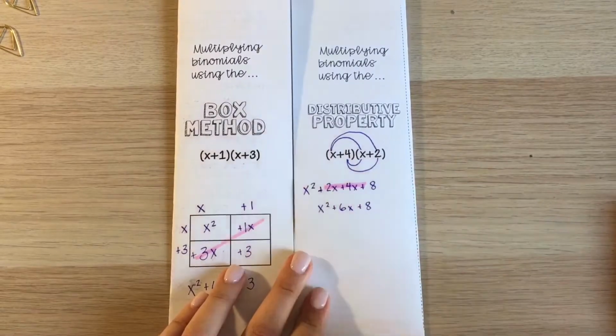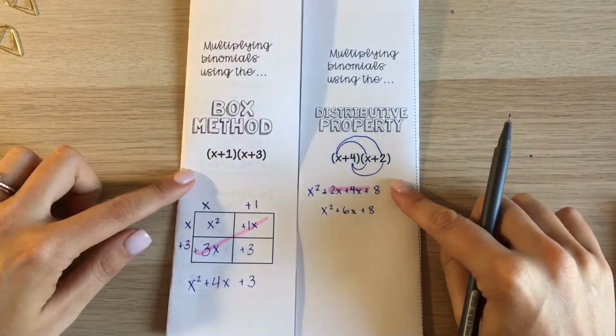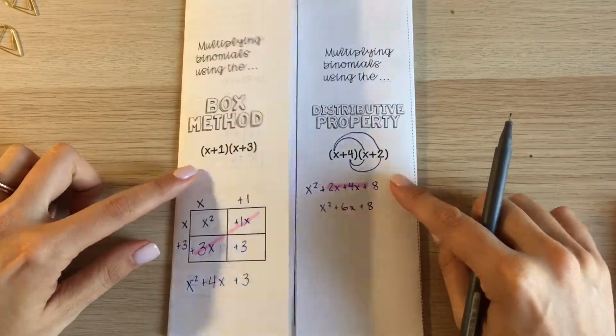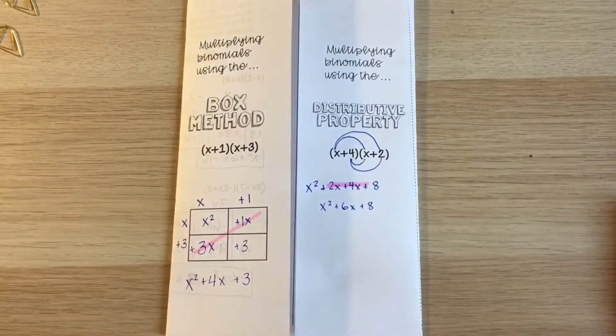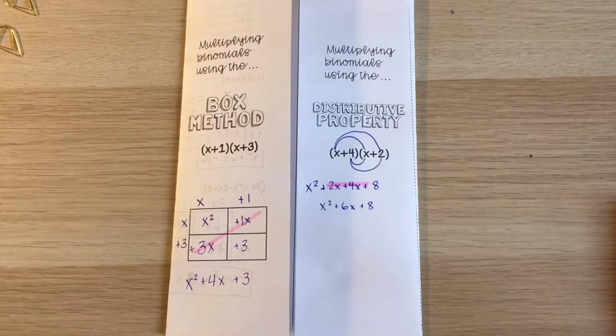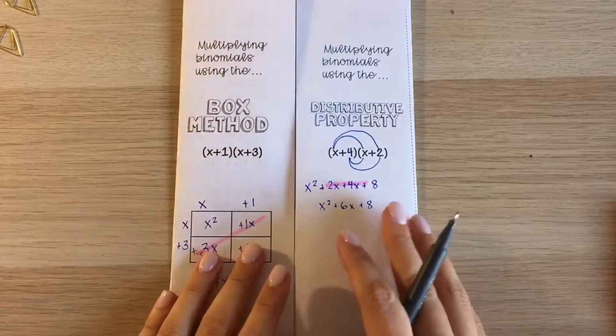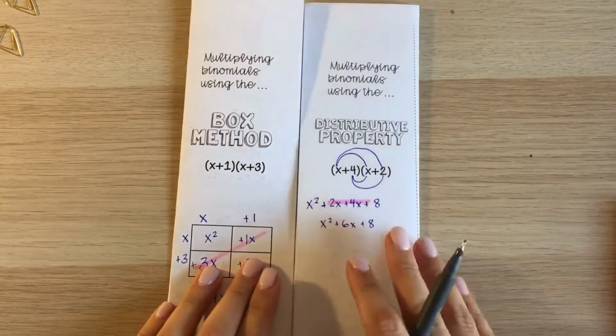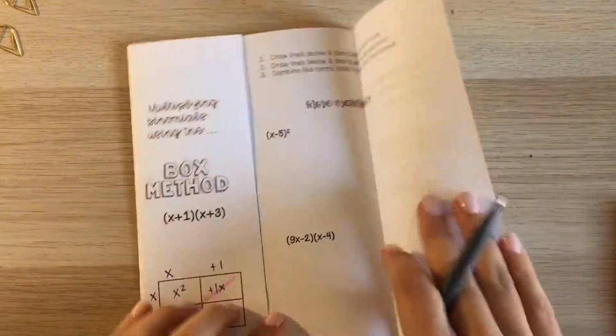So we're doing the same thing here, distributing both terms in the first parentheses to the second set of parentheses. It just looks different and it's a different way of organizing your work. So let's do a couple more problems like this, organizing our work using the distributive property.